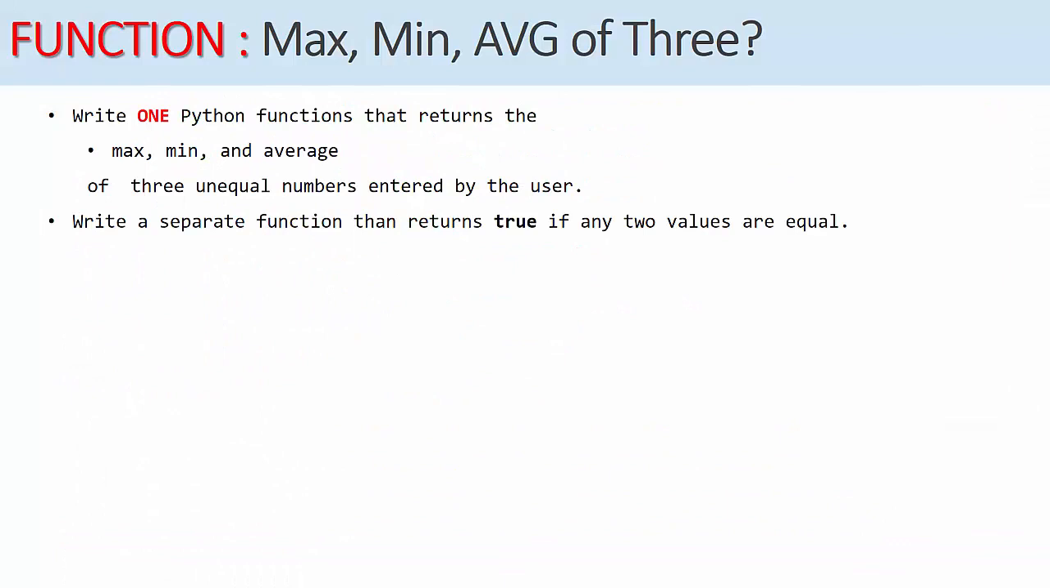Now we're going to write a function that returns more than one value. Our function is max, min, and average. It will receive 3 values, and this function needs to return 3 values also: the maximum value, the minimum value, and the average of the 3 numbers. So our function will receive 3 parameters and return 3 results. Our function must also check if any 2 values passed to it are equal. Otherwise, it cannot do the comparison. So we'll write another function that tells us if any 2 are equal.